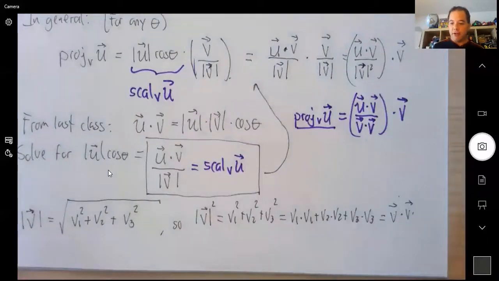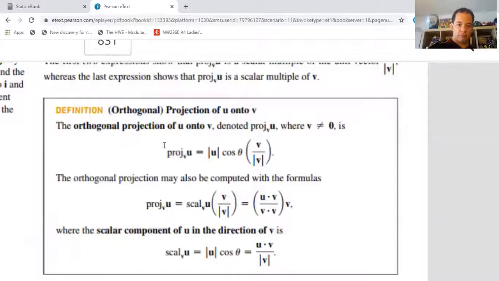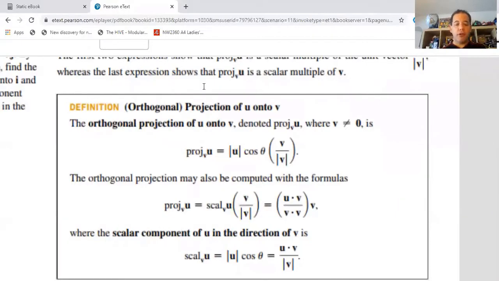Okay, all right. Let me show you a screen that summarizes all that we've seen right here, and then we'll see some examples. Okay, so let's go back to the book right here. Okay, so let's go over it. So first, this is the first formula we found out. What is a projection? The projection is magnitude of u times cosine times v over magnitude of v. And what we said is that we can also calculate it this way. It's the scalar times v over magnitude of v, because that's the unit vector in the correct direction.